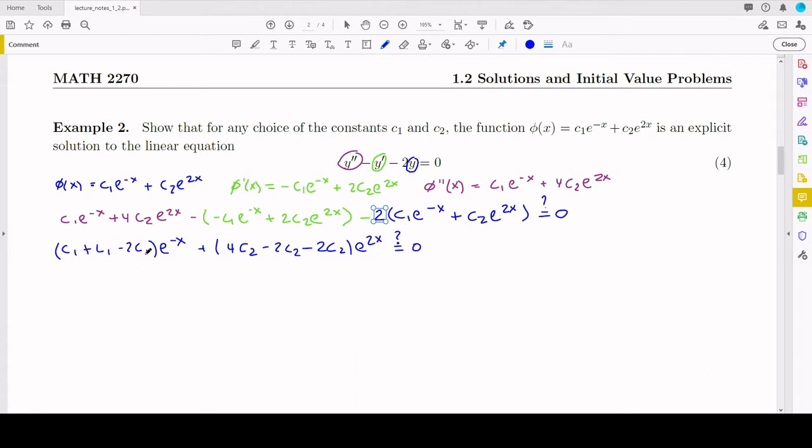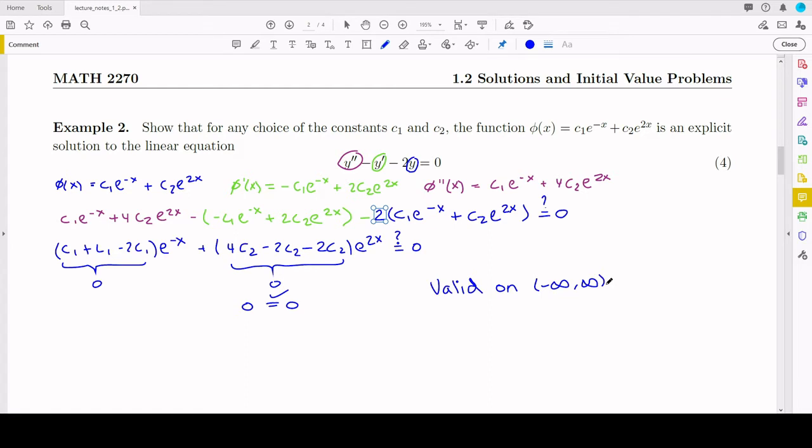Well, c1 plus c1 minus 2 c1, that's clearly 0. And then the 4 c2 minus 2 c2 minus 2 c2, that's 0 too. So the left-hand side is identically equal to 0, and the right-hand side is equal to 0. And since the exponential function is defined for all real numbers, we can say that this is a valid solution on negative infinity to infinity.